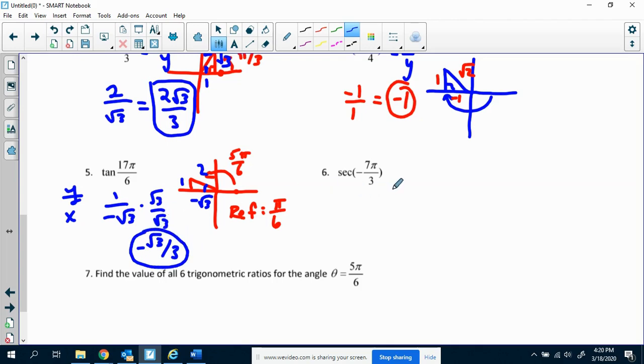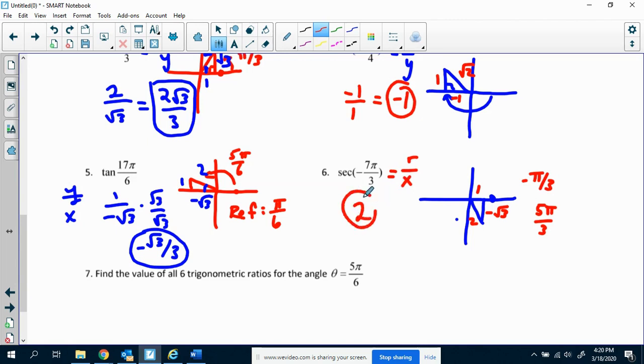as my answer. Secant of negative 7 pi over 3. Negative means we're going this way. 6 pi over 3 gets me back to where I started, and then another pi over 3 will get negative 7 pi over 3. This is in the fourth quadrant. It's a pi over 3 reference angle. It's coterminal with negative pi over 3, or coterminal with 5 pi over 3 if we want to talk about coterminality like we did last time. So that's a 1, that's a negative root 3, and this is a 2. Secant is r over x. So 2 divided by 1 is 2. So secant of negative 7 pi over 3 is 2.